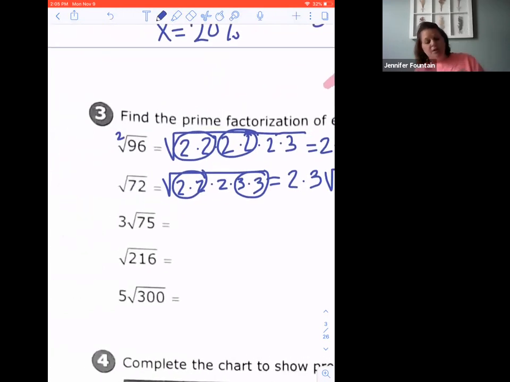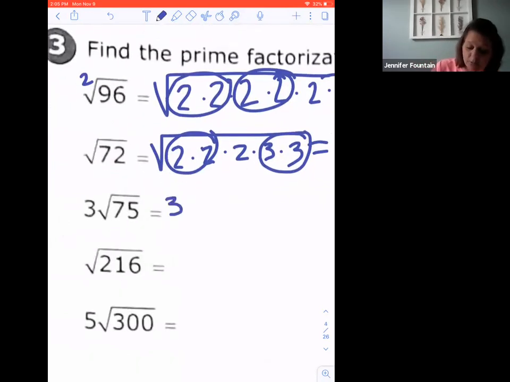Let's look at the next one. 3 times the square root of 75. I already have a whole number, so it's going to stay there. So 3 times the square root of. I'm going to start by taking my smallest prime factor. If it is not an even number, then I want to try the number 3. Remember, I can check divisibility of 3 by adding my digits together. And 7 plus 5 is 12. 12 is divisible by 3. So that one's going to work.